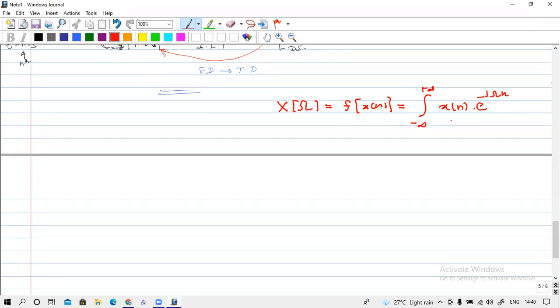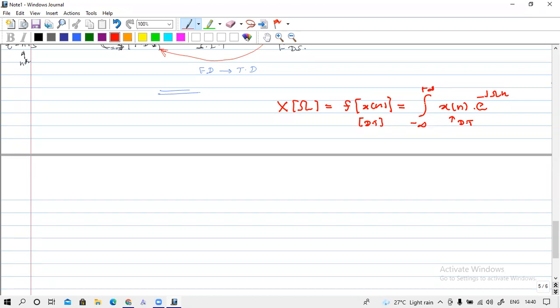Does any of you have any issue with this statement? So this is discrete time, no? This is not continuous time. This is discrete time. So this signal is a discrete time signal. For a discrete time signal, should we do the integration?